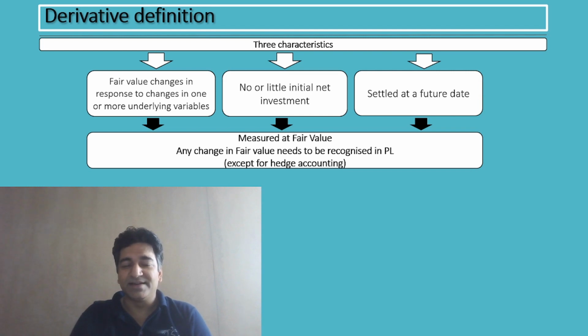Also, we discussed that derivatives are measured at fair value. That is, any change in fair value needs to be recognized in profit and loss, except for hedge accounting. We have also understood what hedge accounting is and how it is measured. There are some exceptions in hedge accounting where the changes in fair value need not be presented in profit and loss. Instead, these are recognized in other comprehensive income. So you can view the videos on hedge accounting as well.